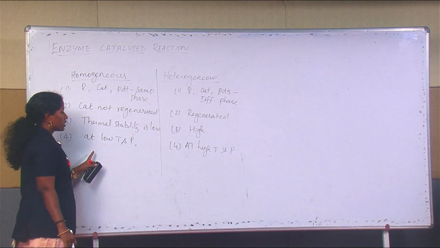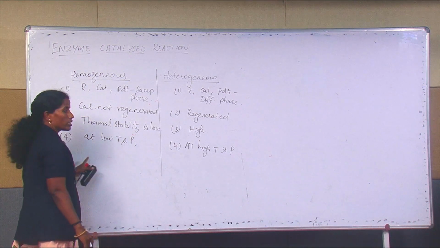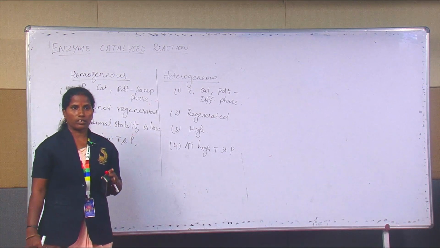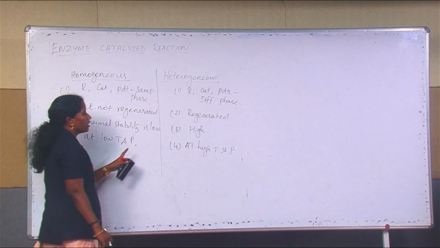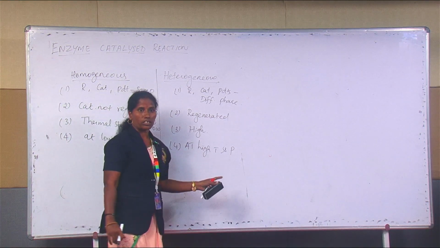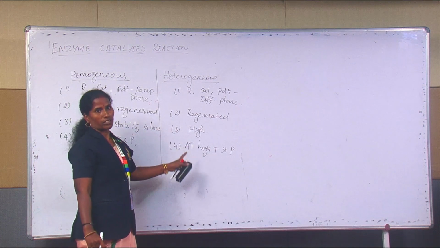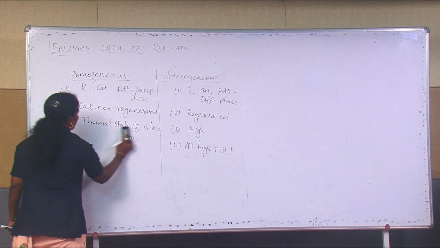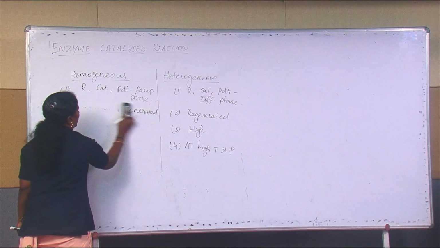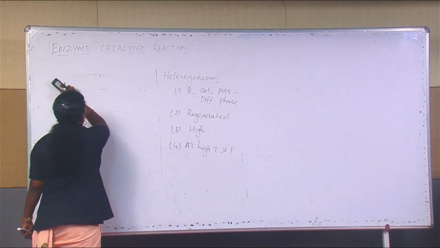In homogeneous reactions, the reaction does not depend on the physical nature of the catalyst. Here it depends on the physical nature of the catalyst. So these are some differences between homogeneous catalyst and heterogeneous catalyst.